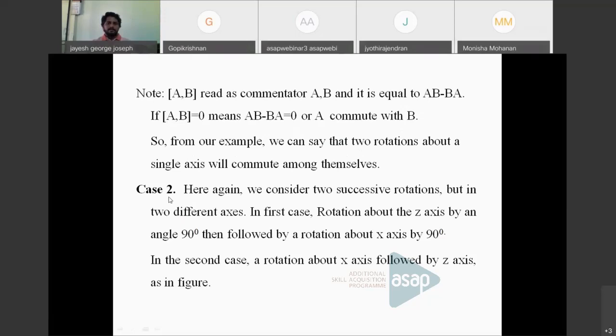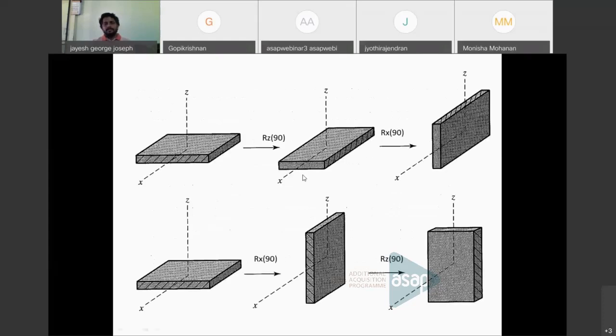This is the second case. And here again, we consider two successive rotations, but in two different axes. In the first case, rotation about the z-axis by an angle of 90 degrees, followed by rotation about the x-axis by 90 degrees. In the second case, a rotation about the x-axis followed by the z-axis, as in this figure. And this is our second experiment.